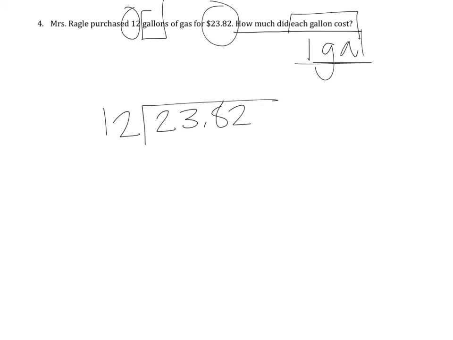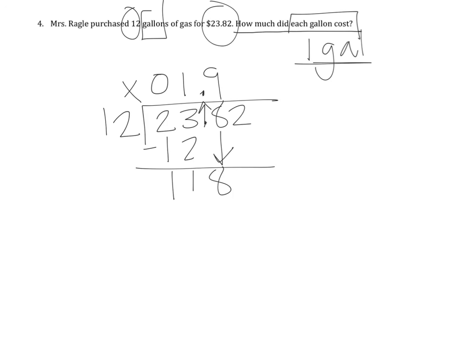So 12 goes into 2 0 times. 12 goes into 23 1 time. So 1 times 12 is 12. We'll go ahead and subtract. 3 minus 2 is 1. 2 minus 1 is 1. And let's go ahead and bring this decimal straight up before we forget. We'll bring our 8 down. And we'll ask ourselves, how many times does 12 go into 118? It goes in there 9 times. 9 times 12 is 108. We'll go ahead and subtract. 8 minus 8 is 0. 1 minus 0 is 1. And 1 minus 1 is 0.